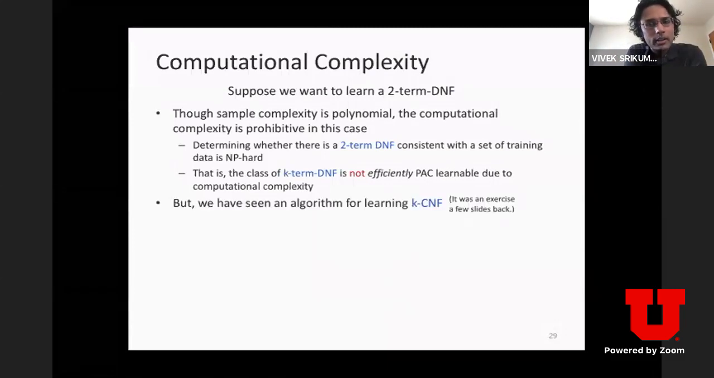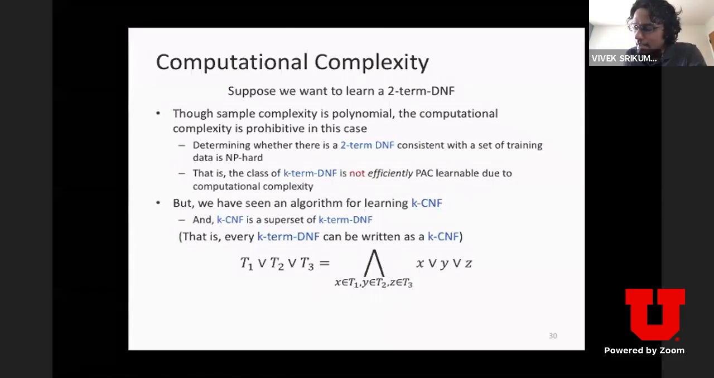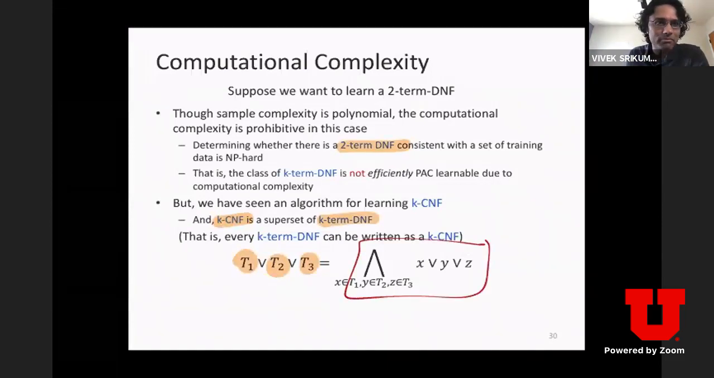But we have seen an algorithm for KCNF. I mean, we didn't see it, I left it as an exercise, but there exists an algorithm for learning a KCNF, 3CNF. And there's another interesting thing. The set of all functions that are KCNFs is a superset of these k-term DNFs. A k-term DNF might look something like this. You have a term or another term. It can be rewritten into this form. This is a technical detail.